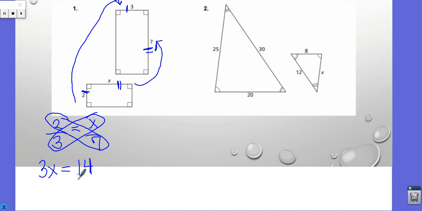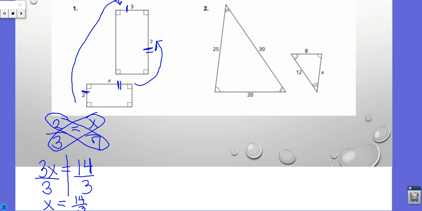So we get 3x equals 14. We're going to divide by 3. Divide by 3. We're drawing a line down the middle and dividing. So x equals, and you leave it just like this, 14 over 3. All right, so we should be good on that.